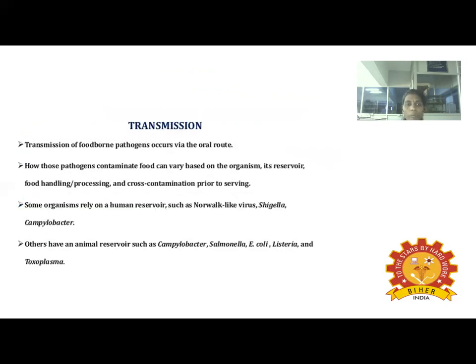The transmission of foodborne pathogens occurs via the oral route. How those pathogens contaminate food can vary based on the organism and its reservoir. That is, food handling, processing, cross contamination, and prior to serving. Some organisms rely on a human reservoir, such as Norwalk virus, Shigella, and Campylobacter. Others have an animal reservoir, such as Campylobacter, Salmonella, E. coli, Listeria, and Toxoplasma.